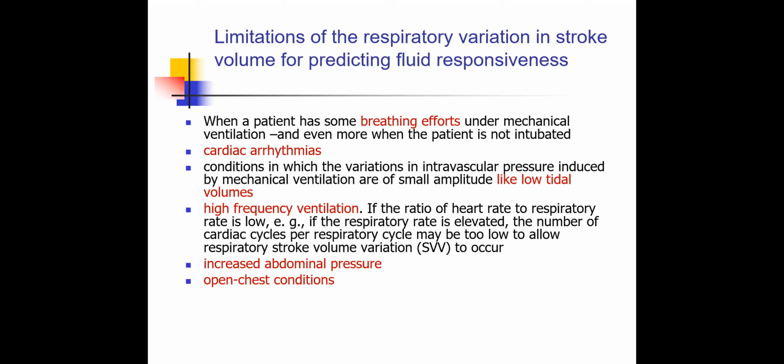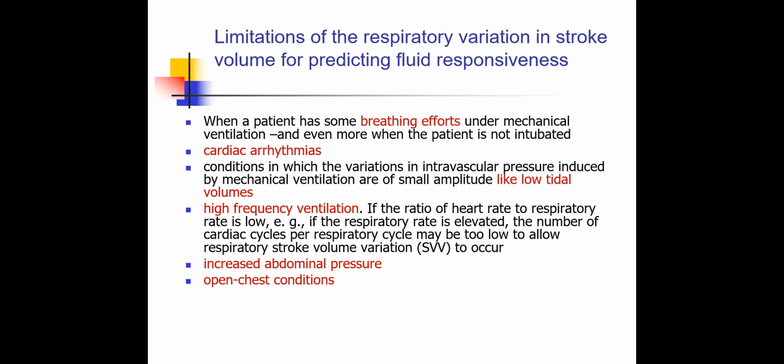In the presence of cardiac arrhythmias, we cannot interpret correctly. Conditions in which variations in intravascular pressure induced by mechanical ventilation are of small amplitude, like low tidal volumes, again we cannot interpret correctly. And if there is high frequency ventilation, the ratio of heart rate to respiratory rate is low. That is, if the respiratory rate is elevated, the number of cardiac cycles per respiratory cycle may be too low to allow the respiratory stroke volume variation to occur. So with high frequency ventilation also, we cannot properly predict the fluid response.